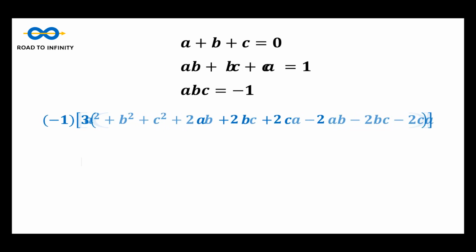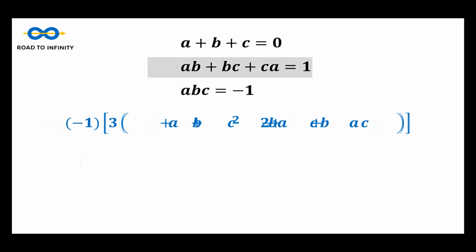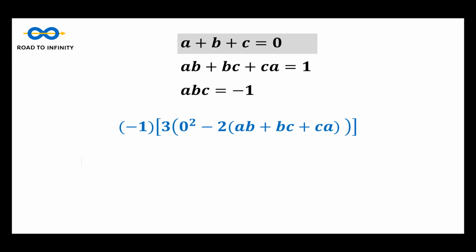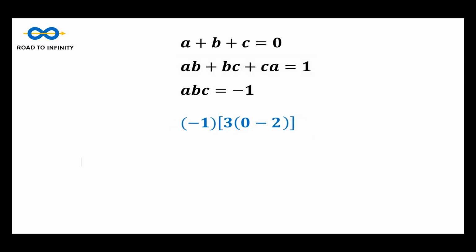To use the identity for the square of a sum of 3 numbers, the sum of a, b and c to the 2 equals a squared plus b squared plus c squared plus the sum of 2ab, 2bc, and 2ca. In the expression, we add and subtract 2ab plus 2bc plus 2ca. We get an expression of the form a plus b plus c to the power of 2 minus 2ab minus 2bc minus 2ca. Replacing the sum of a, b and c equals 0 and the sum of ab, bc, and ca equals 1, we get the final result is 6.